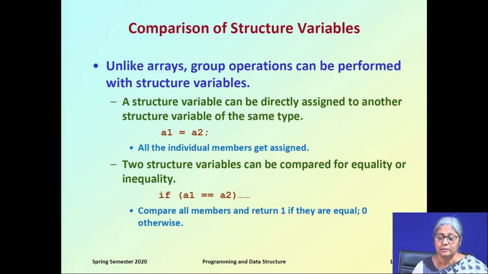I already mentioned that unlike arrays, a full structure can be assigned. If A1 and A2 are both of the same type of structure, then A1 equal to A2, this assignment is valid. Similarly, if A1 and A2 are the same type of structure, then we can also compare them, A1 equal to A2. If you remember correctly, for arrays this is not possible.